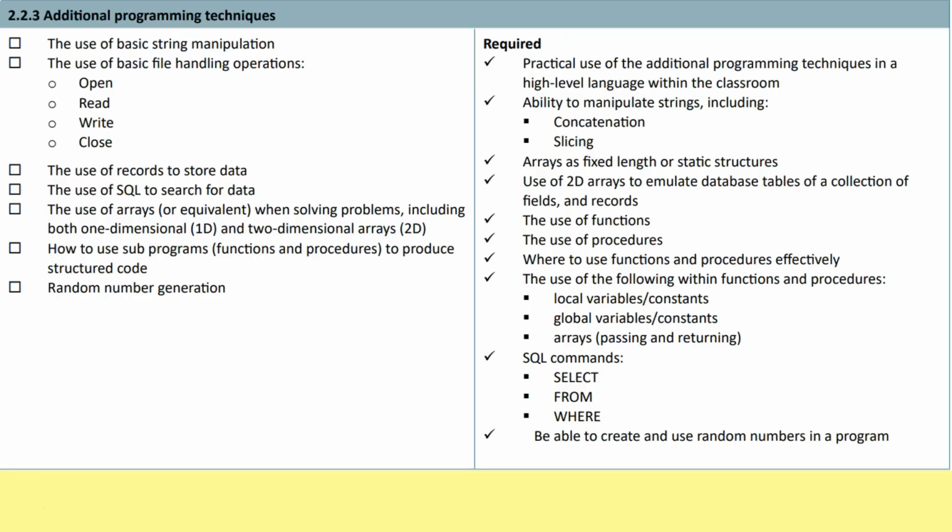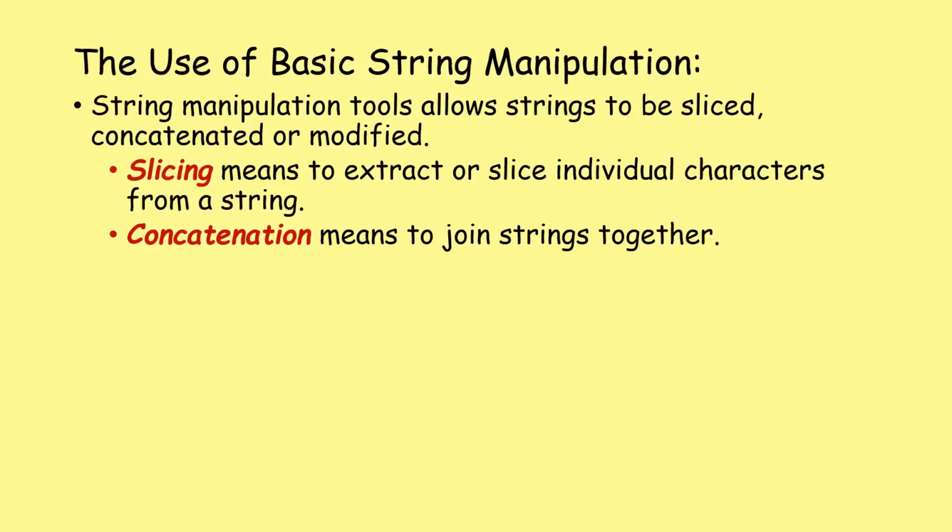2.2.3 Additional programming techniques. Quite a lot to get through here. So we're going to start with the use of basic string manipulation. And I use basic in quotation marks because there's quite a lot of string manipulation you might be asked to do. String manipulation tools allow strings to be sliced, concatenated, or modified. Slicing is when we extract or slice individual characters or sequences of characters from a string. And concatenation, as I explained previously, just means joining strings together.